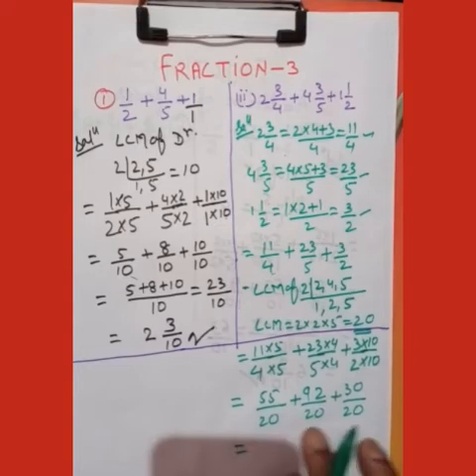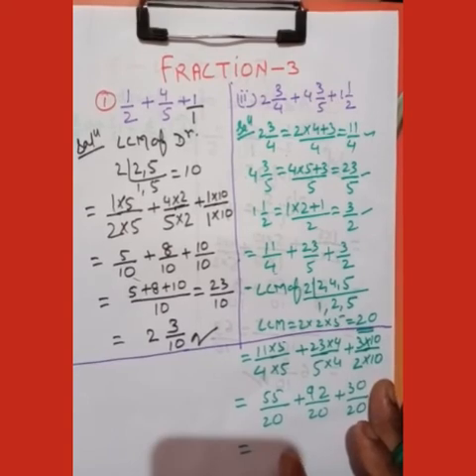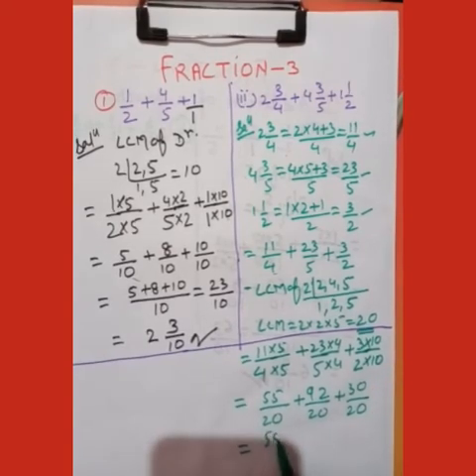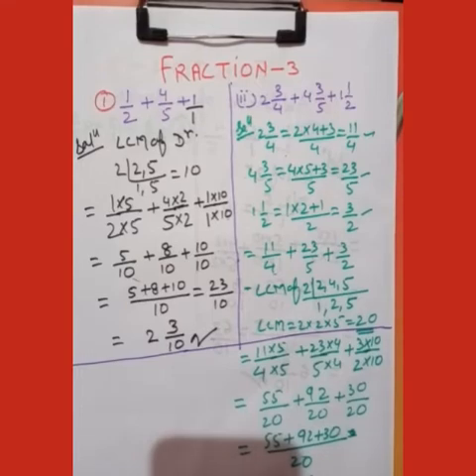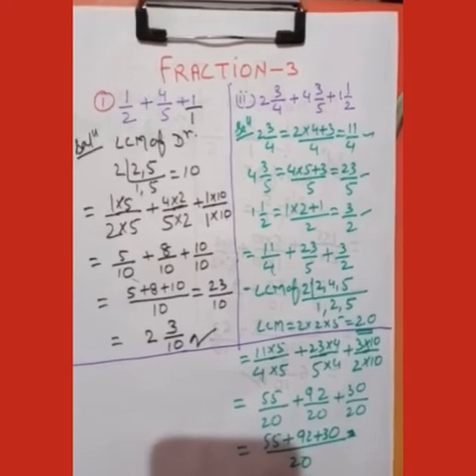Now what we see, we get a common denominator 20, and in numerator whatever is written you just write it and add it. 55 plus 92 plus 30 upon 20. Now add it, 5 plus 2 is 7, 9 plus 3 is 12, 12 plus 5 is 17. We get 177 upon 20. Now we have to convert this into mixed fraction, okay student.